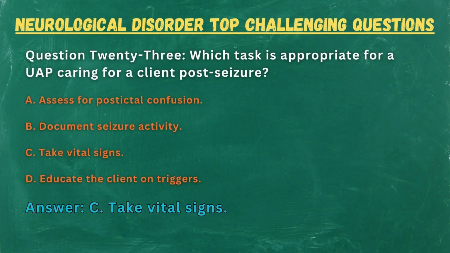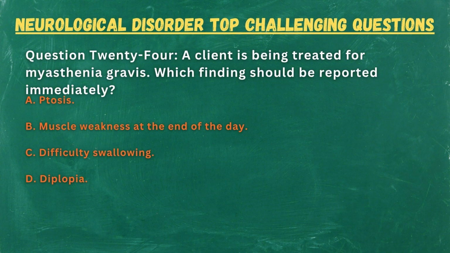Answer: C. Take vital signs. Question 24. A client is being treated for myasthenia gravis. Which finding should be reported immediately? A. Ptosis. B. Muscle weakness at the end of the day. C. Difficulty swallowing. D. Diplopia.